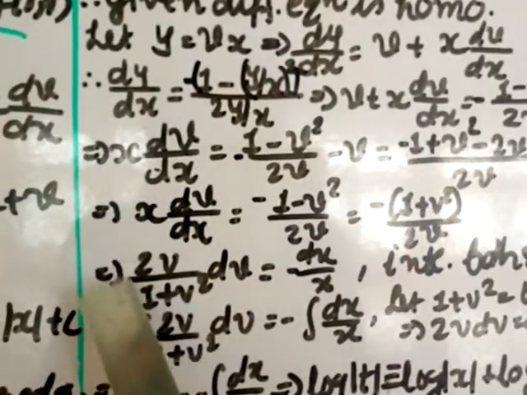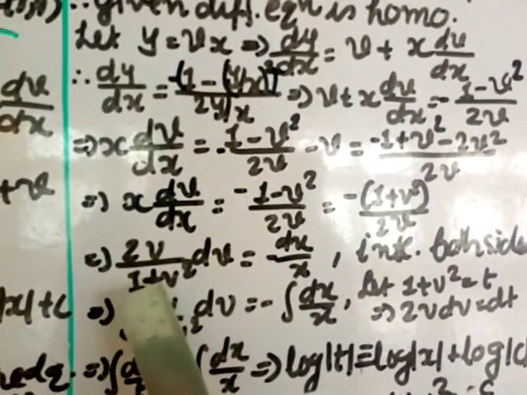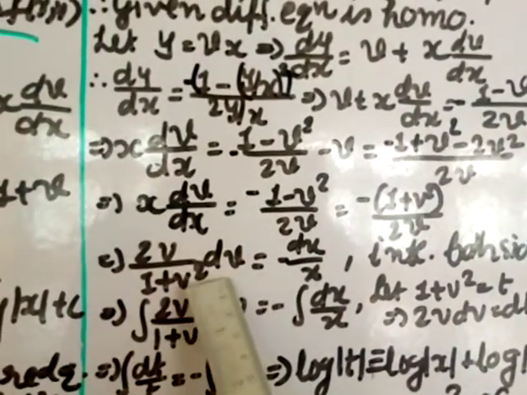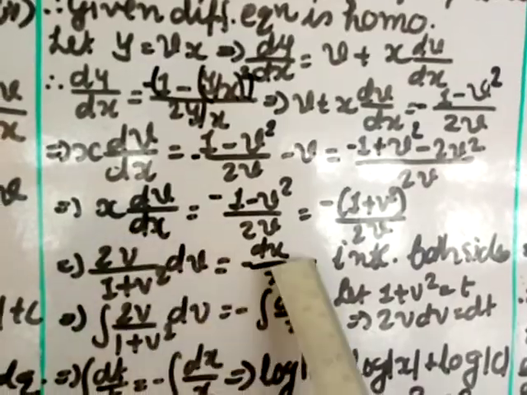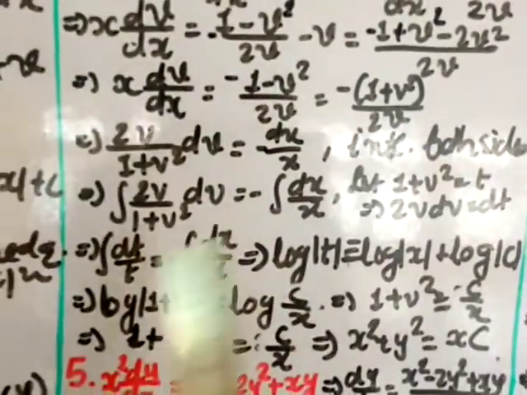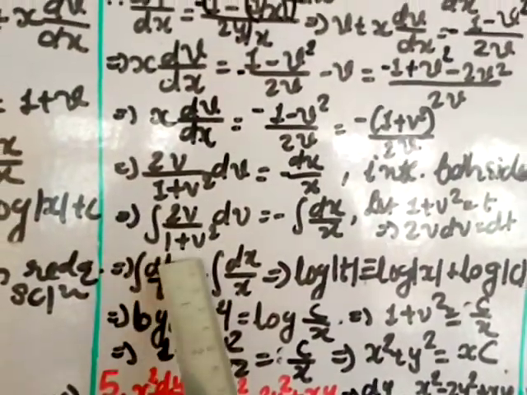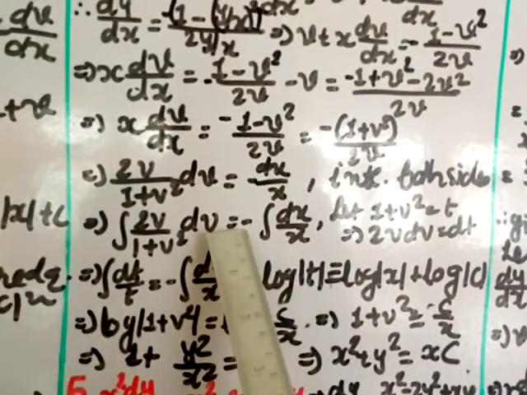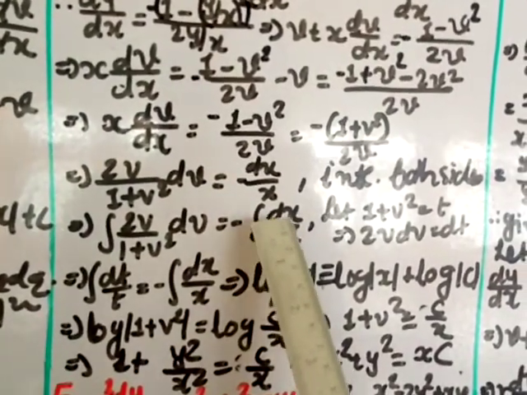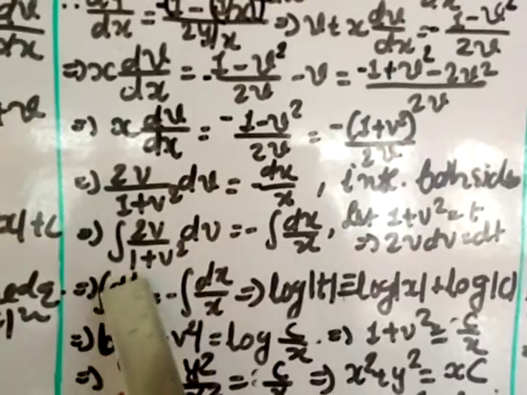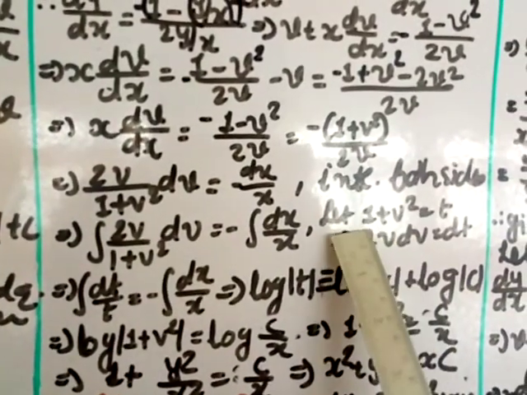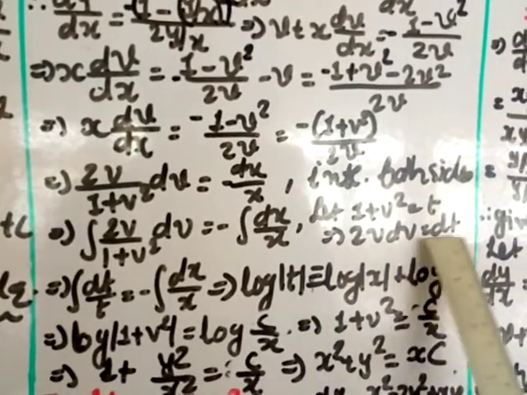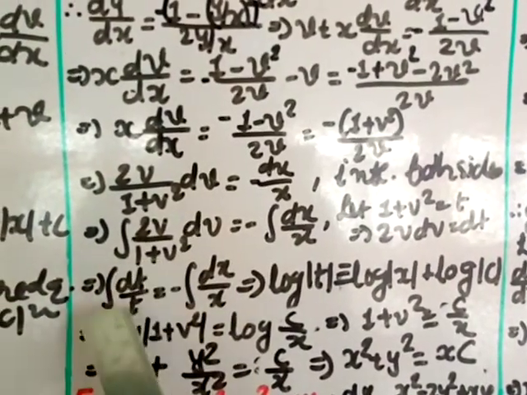So 2v you transfer here, it will go numerator, and 1 plus v square transfer here, it will go in the denominator. Here dv is there equal to minus, and x will go denominator, dx will go numerator. Now integrate both the sides. So integral 2v divided by 1 plus v square dv equal to integral minus dx by x. Then for this one you take 1 plus v square as t. Okay, substitution method. So differentiate, 1 is 0, v square is 2v dv is equal to dt. So 2v dv equal to dt, and this you are taking as t.